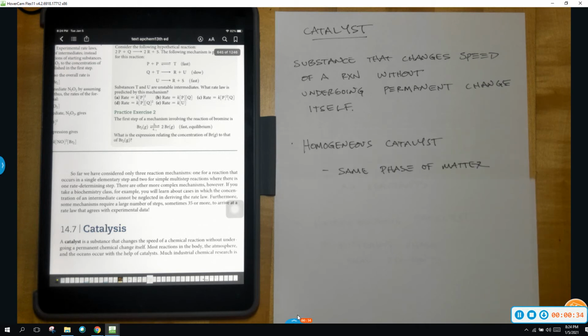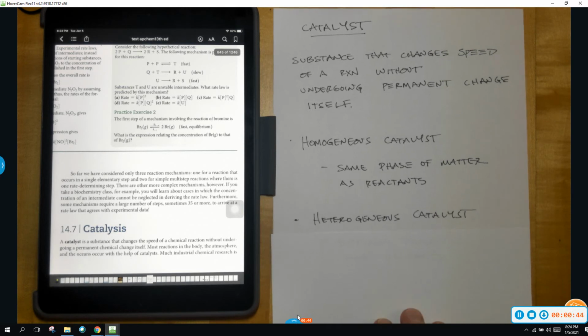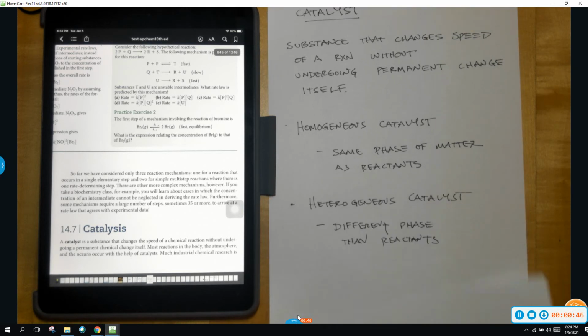Now there's two different kinds. There's homogeneous catalysts. Homogeneous catalysts are in the same phase of matter as the reactants. And then there are heterogeneous catalysts, which are just the opposite. They're in a different phase than the reactant.